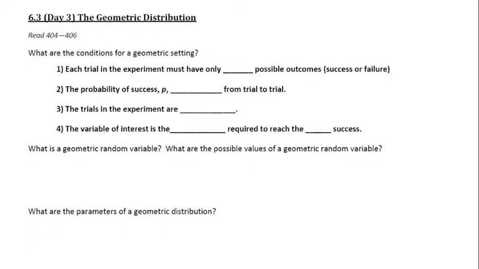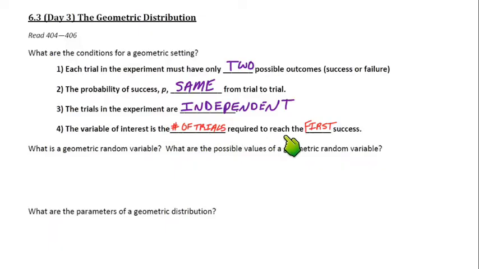So the first condition, each trial in the experiment must have only two possible outcomes, being a success or a failure. The second one, the probability of success P, is the same from trial to trial. The third one, the trials in the experiment are independent of each other. And the fourth one, the variable of interest, our random variable that we're recording, is the number of trials it takes to get our first success. So the number of trials required to reach the first success.